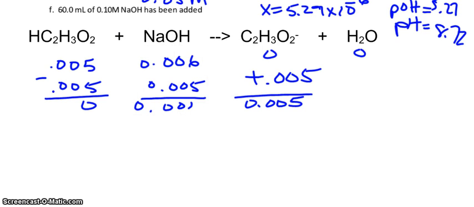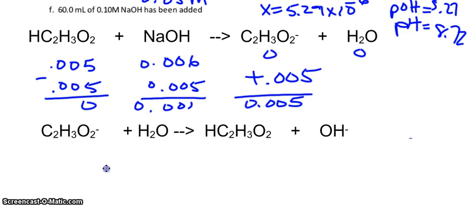Okay, so in the next case, we have 60 mils of 0.1 molar sodium hydroxide that has been added. And notice what happens. We're going to use up all of our weak acid. We're going to have leftover sodium hydroxide, and we're going to create some of our weak base, the acetate ion. Now, think about what this means. We have two bases in our solution. So we could have something like the equation here.